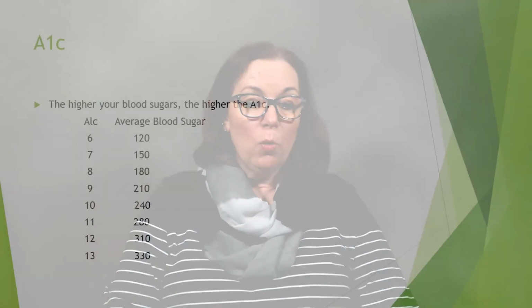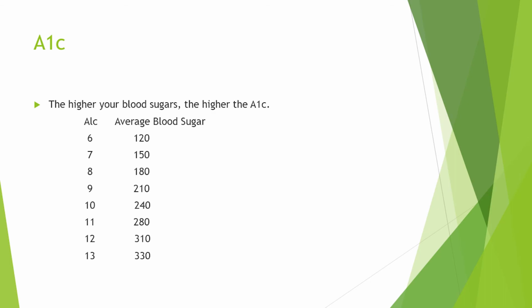Now, the higher the A1C number, the higher the average blood sugar. So remember I said the ideal is 7 or less. Well, a 7 A1C is an average blood sugar of around 150. But patients can be as high as 13, 14 and above. If the A1C is 13, just to give you an idea, that's an average blood sugar of 330. And that's an average. That means that patient probably gets up into the 400s and 500s after eating.